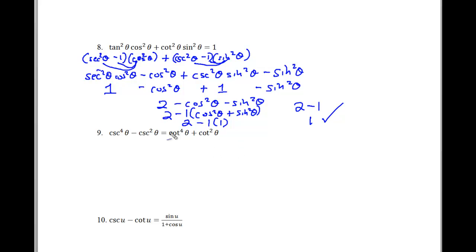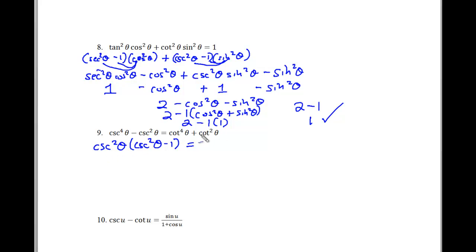Now don't freak out when you see the power of 4. Just think about your factoring rules. You'll notice that this entire side is written with cosecant. So I'm going to factor out cosecant squared theta from both sides, from just this piece right here, and this is going to leave me with cosecant squared theta minus 1.